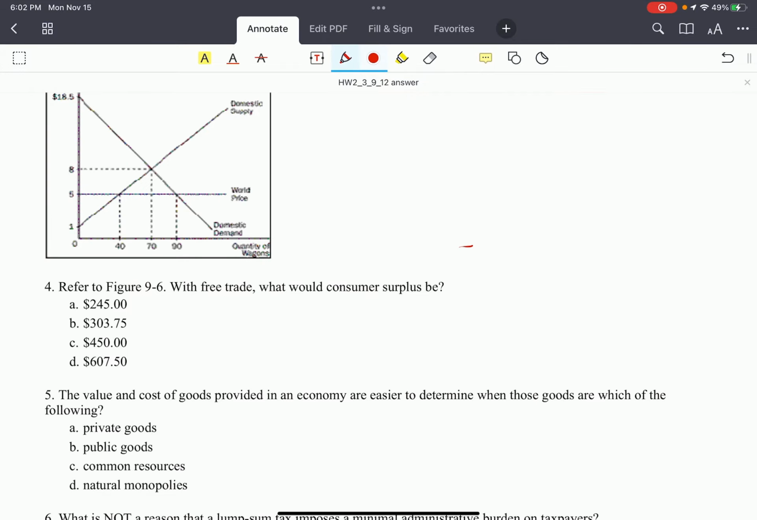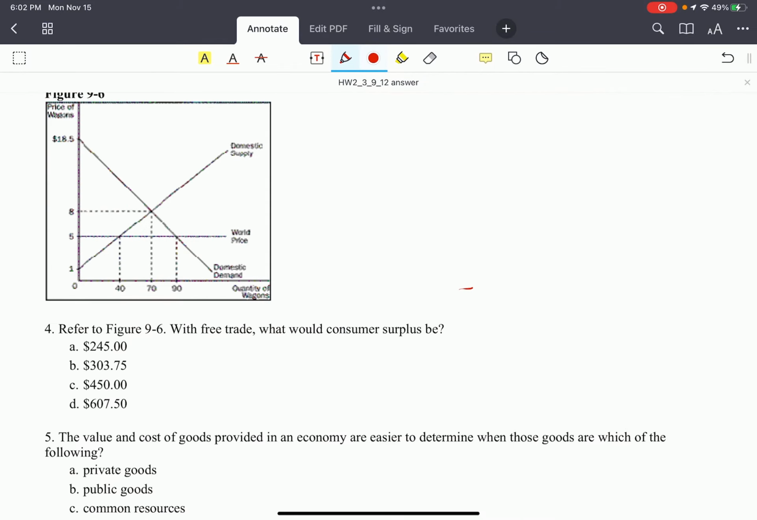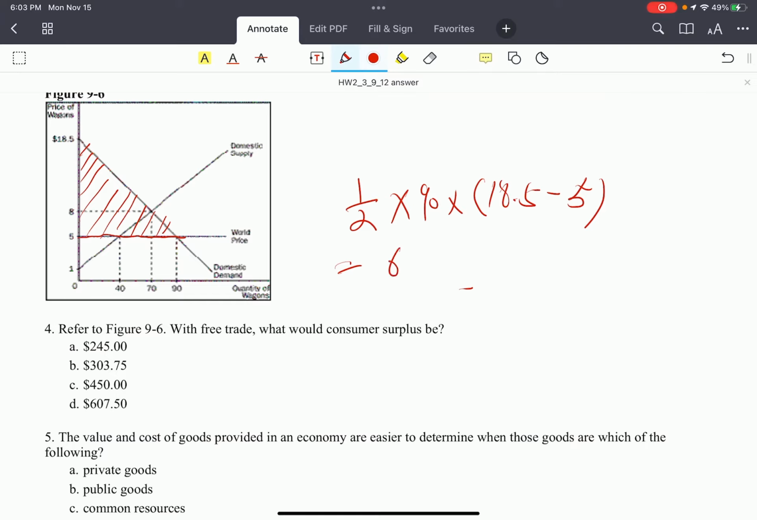Okay, fourth, what would be the consumer surplus? So with free trade, we should look at the world price. And we're looking at this large triangle here. And consumer surplus would be 1/2 times base times height. This should give us 607.5.